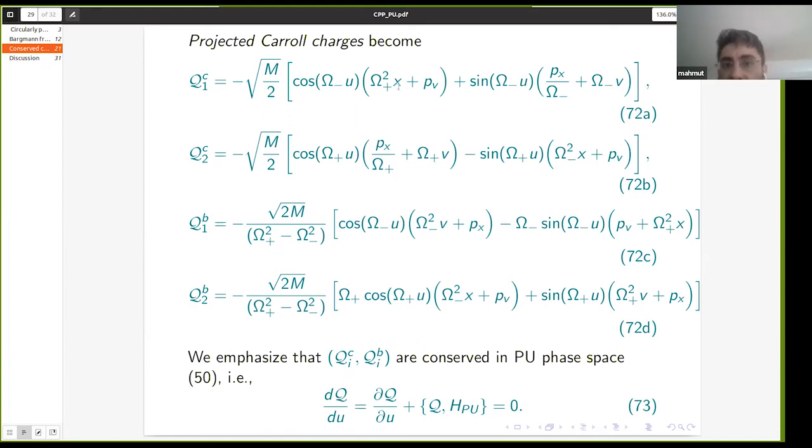This is the x coordinate of the Pais-Uhlenbeck oscillator. This v is the velocity, and this px is the canonical momentum for x, and pv is the canonical momentum for v. And these are two Carroll translations. They correspond to the Carroll symmetries of this gravitational wave. And these are the Carroll boosts. They are projected for the non-relativistic system. And then I made some coordinate transformations, and they are conserved in the PU phase space.